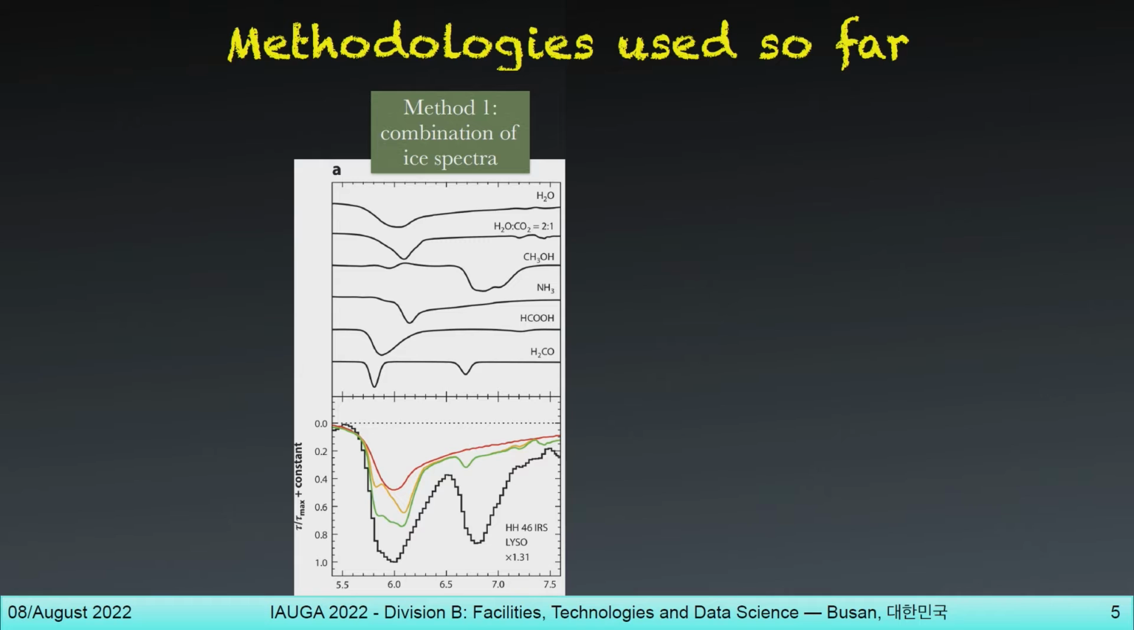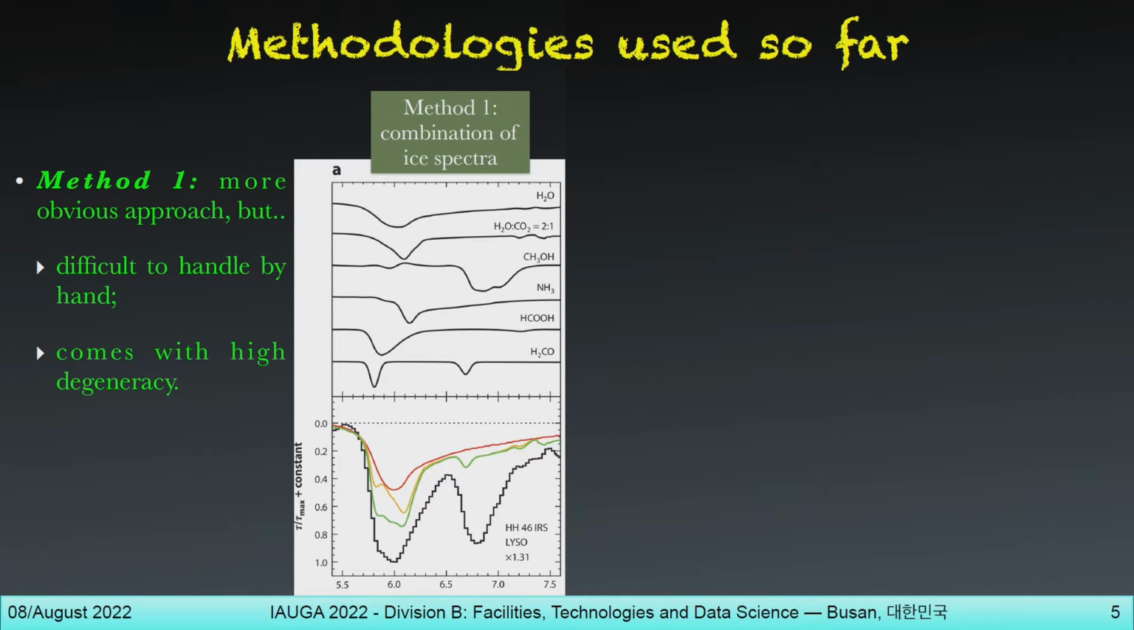Well, however, it's not easy to identify these complex organic molecules, and in the next minute, I just want to review very quickly the methodologies used so far. So for example, you can combine laboratory data and try to fit the observations. However, this method has not been so successful so far, as we see in this example here.